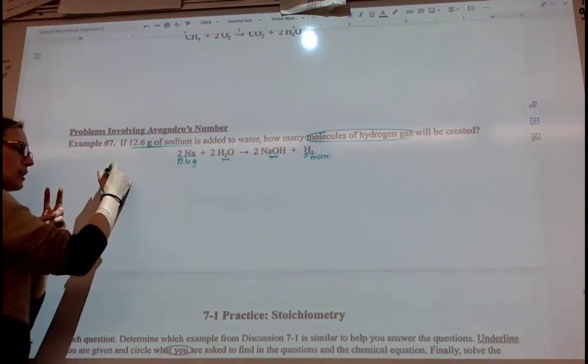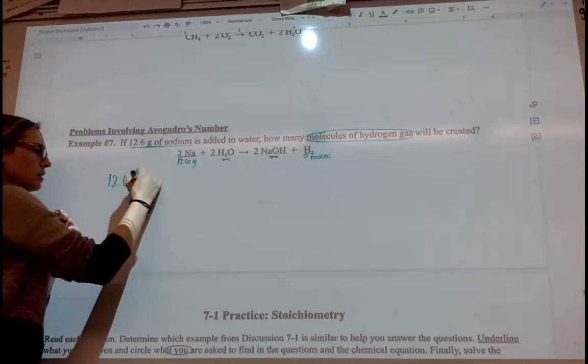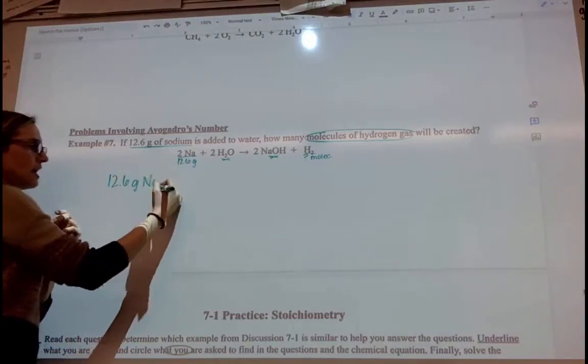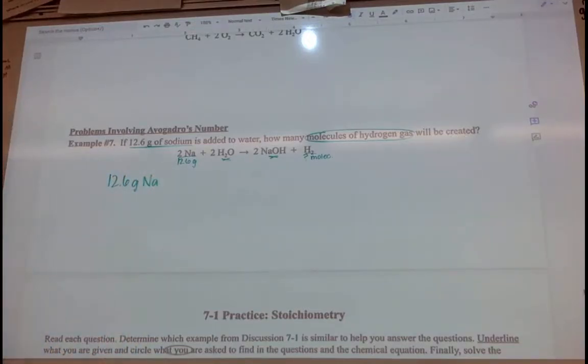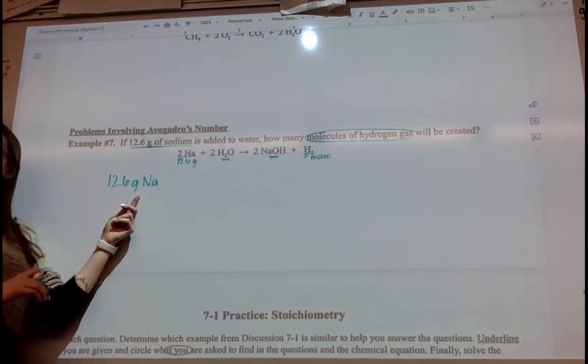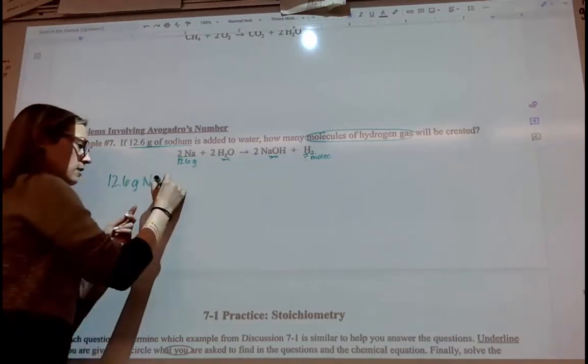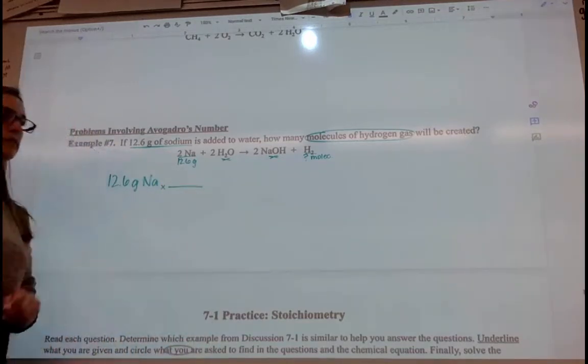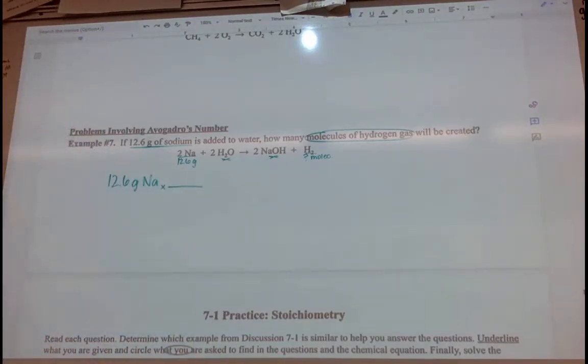Step 2, write down your given information. 12.6 grams of Na. Is this in moles? No. First thing you need to do is convert your given to moles. Some of my classes start to say, like, when in doubt, go to moles. Like, if you're not sure, convert it to moles.